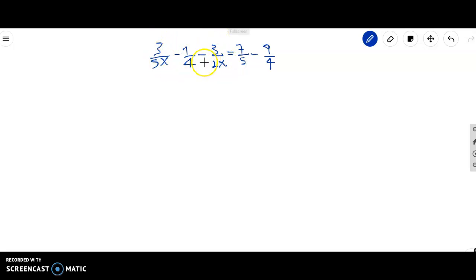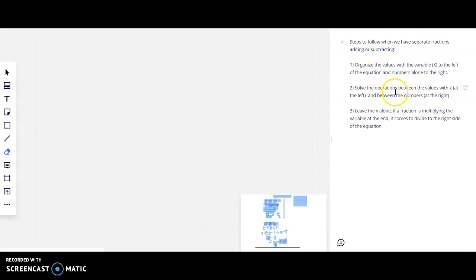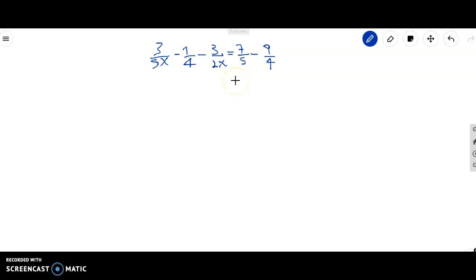Remember, first of all we have to organize the numbers with x to the left of the equation. Remember the steps that we talked about in the last video. Organize the values with x to the left and the numbers to the right. Then we solve the operations between the values with x and the numbers at the right. And then finally we leave the x alone. So let's go on, and here we have the variable x.